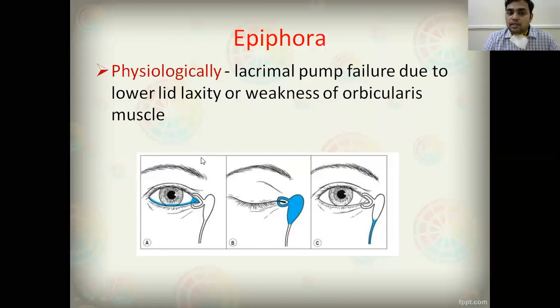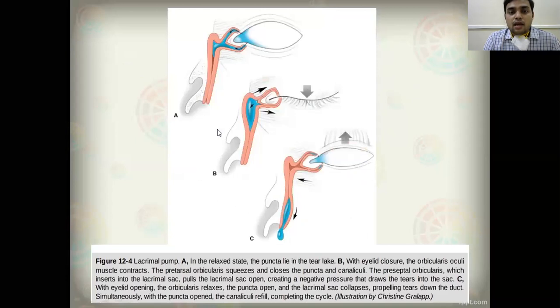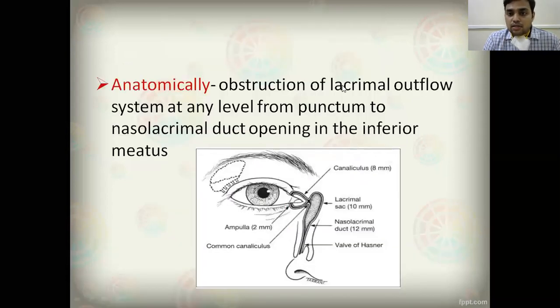In case of old age, there is a lower lid laxity, and because of the weakness of the orbicularis muscle, there is a failure of the lacrimal pump. This leads to physiological epiphora. There is inadequate drainage of the tears from the lacrimal passages. Whereas in the anatomical type, the obstruction may be present at any site: at the puncti, canaliculi, lacrimal sac, or nasolacrimal duct. So these are the two types of epiphora. The anatomical one is because of mechanical obstruction present at any site of the lacrimal passage.